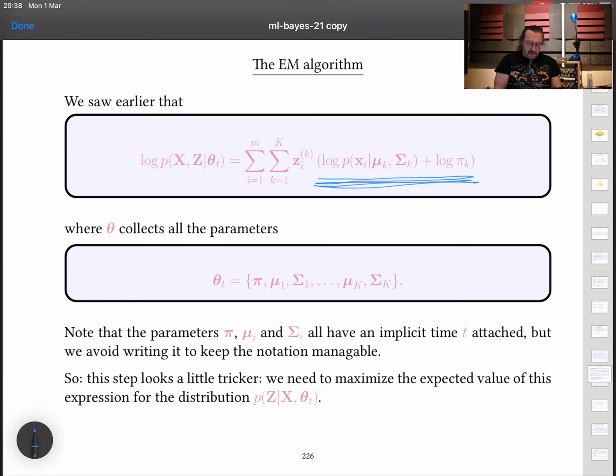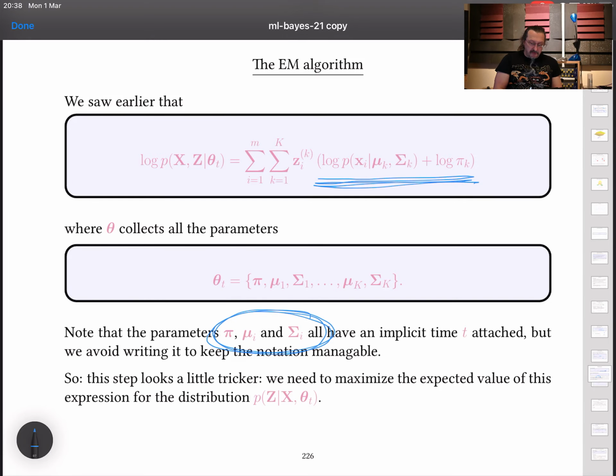Now, there is just one extra thing to point out here, which is that we're now updating theta from theta at time t to theta at time t+1. Theta is the collection of all the parameters, all right? So these guys actually have a time index on them as well. But I'm leaving that out so that things don't get cluttered. We're actually maximizing over those at this step.